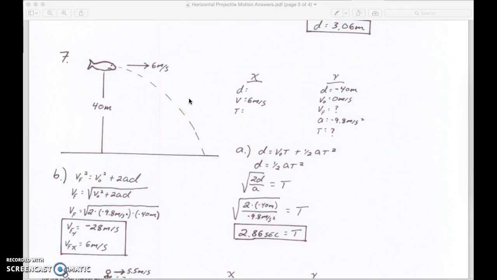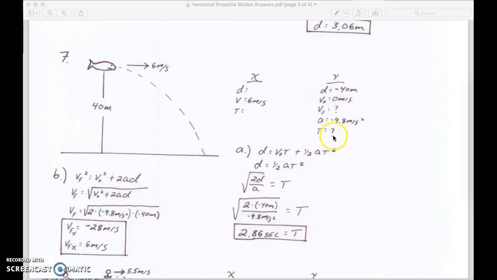Number 7. An eagle is flying horizontally at 6 meters per second. It has a fish in its claws. It accidentally drops the fish. A, how much time passes before the fish hits the ground 40 meters below, so I know my Y displacement. B, what are the horizontal and vertical components of the fish's velocity, so the X and Y velocity, when the fish strikes the ground. Now I know the fish is moving 6 meters per second to the side when it's let go, so I have my velocity in the X direction. The 40 is a displacement in the Y direction, and it's downward, so negative 40 meters in the Y. V naught is 0 because it was launched horizontally, and the acceleration is negative 9.8 meters per second squared.